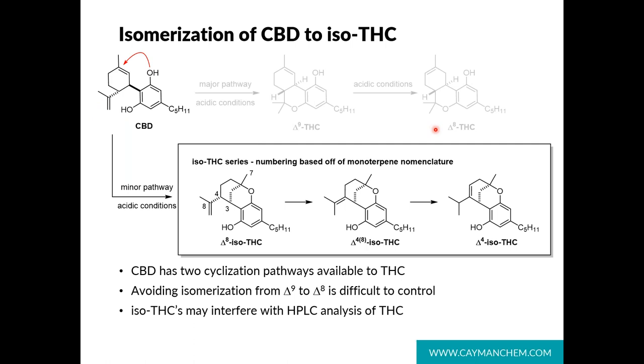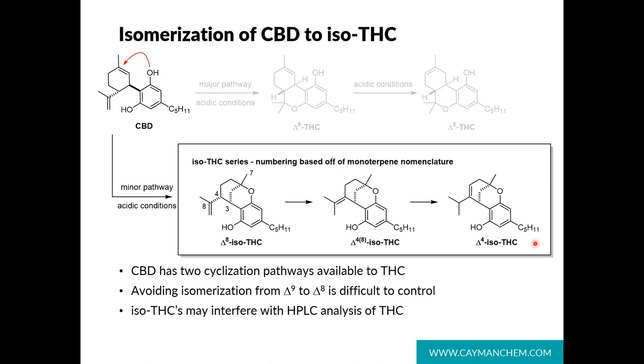Another pathway also exists where cyclization can occur to the cyclohexene ring to provide a new bicyclic tetrahydrocannabinol structure, which is referred to as iso-THC. This iso-THC was first described by Mechoulam's lab and uses the monoterpene nomenclature. As you can see, the initially formed delta-8 iso-THC structure is very different from the delta-8 THC structure that we've previously discussed. Additionally, the delta-8 iso-THC isomer readily isomerizes under acidic conditions to provide two other iso-THCs, delta-4-8 iso-THC and delta-4 iso-THC. There's very little known about the biological activity of these iso-THCs, and they primarily present themselves as interferences in the HPLC baselines for THC isolates formed from this CBD cyclization.